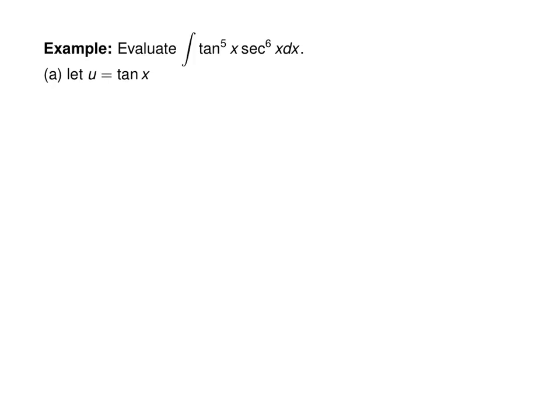Sometimes more than one substitution will work. In this next example, we will do this two ways. In the first way, we're going to let u equal tangent x. In the second part, we're going to let u equal secant x. And the answers are going to look different, but they're actually equivalent. So if we let u equal tan x, then du is going to be secant squared x.